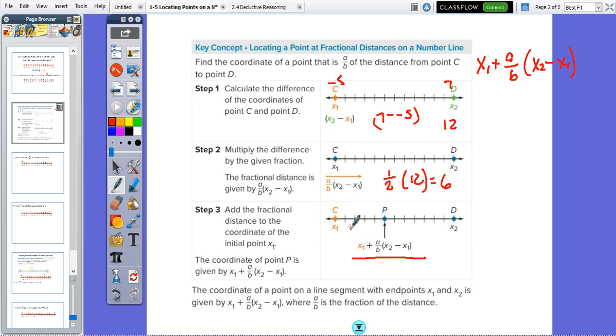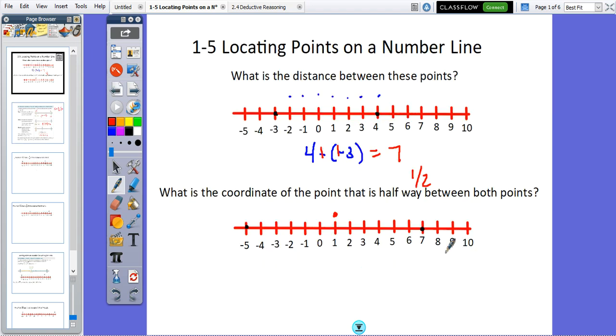Excuse me. And then we added that 6 to our original starting point. Our original starting point was -5. So we do -5 plus that 6, and we get 1. 1 being the halfway mark. So on our problem back here, 1 was our halfway mark.